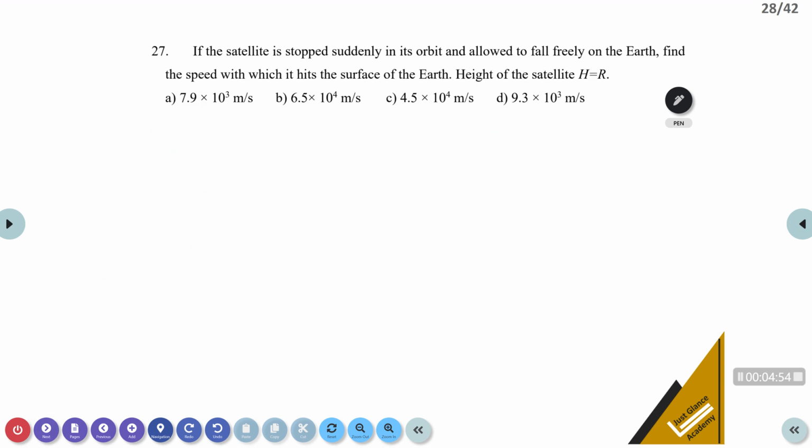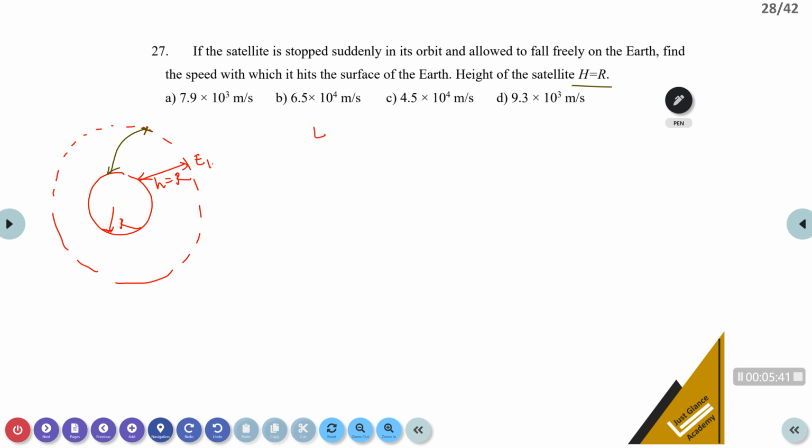Next, 27th topic. If the satellite is stopped suddenly in its orbit and allowed to fall freely onto the Earth's surface. Okay, and the height is given as h equal to R. So it is a tough problem. This is the radius R. Okay, the satellite is rotating at a height of h equal to R. Here I will call it the initial state, and this satellite is falling from this point to this point.